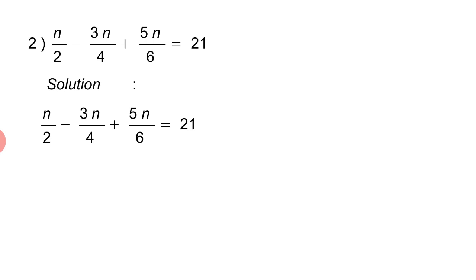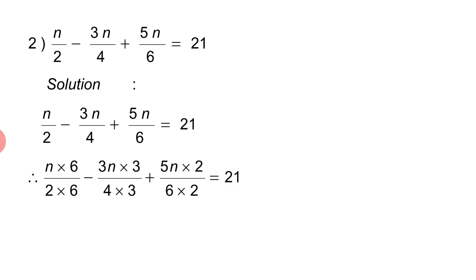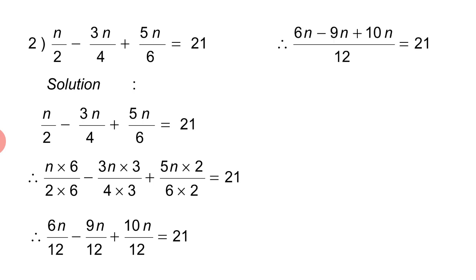So naturally we have to multiply the first by 6, that is n into 6 upon 2 into 6, minus 3n into 3 upon 4 into 3. 6 2s are 12, so 5n into 2 upon 6 into 2. So what do we obtain? 6n upon 12 minus 9n upon 12 plus 10n upon 12, that is equal to 21. Now as the denominators are same, can we perform the operations on numerator? So yes, it will be 6n minus 9n plus 10n upon 12 is equal to 21.